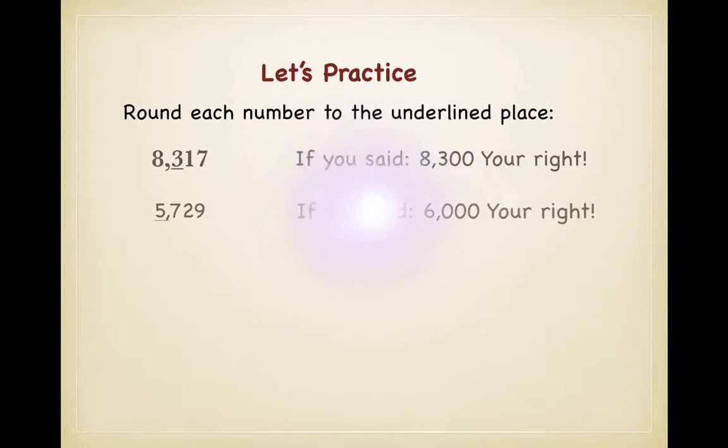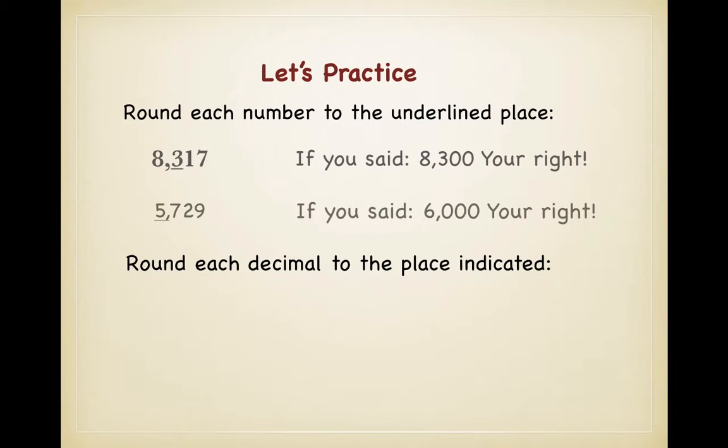If you said 6,000, you're right. Take a look at the number to the right of that 5. That's a 7. We know 7 is greater than 5, so we round up. So that 5,729 gets rounded to 6,000. Try a decimal. Notice it tells you to round it to the hundredths place. Nothing is underlined, so you're going to have to know that place value.